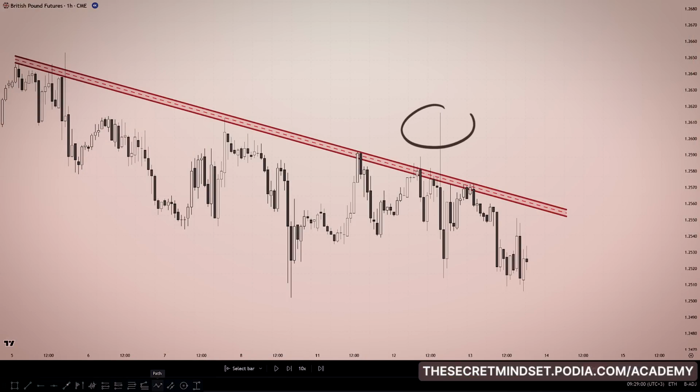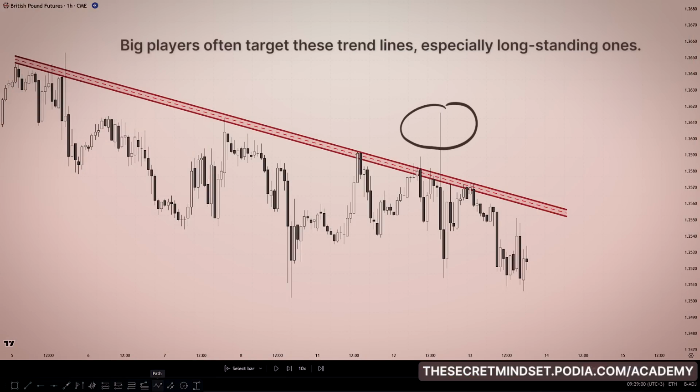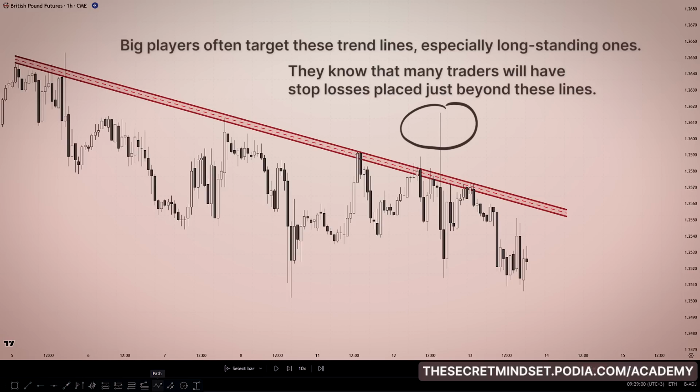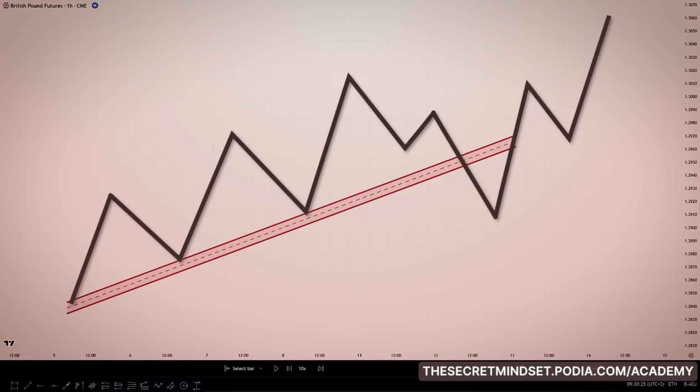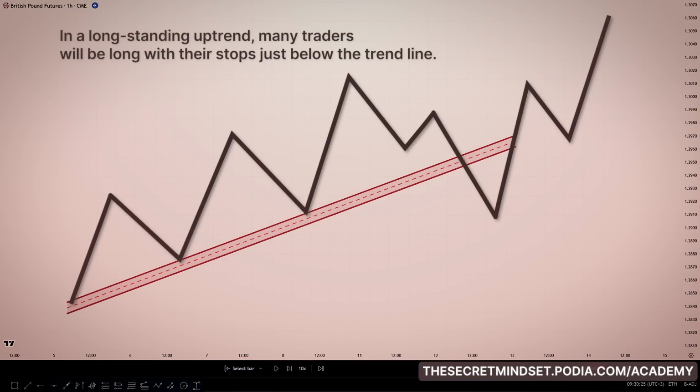Big players often target these trend lines, especially long-standing ones. They know that many traders will have stop losses placed just beyond these lines. By breaking a significant trend line, they can trigger a cascade of orders. For instance, in a long-standing uptrend, many traders will be long, with their stops just below the trend line.